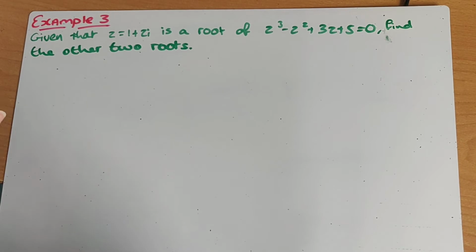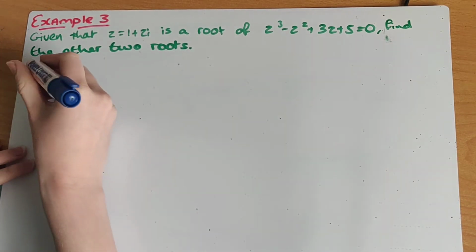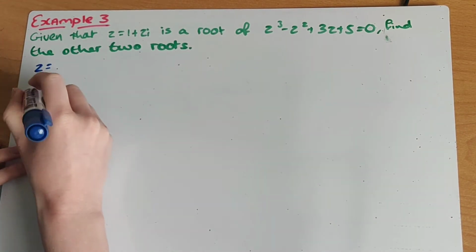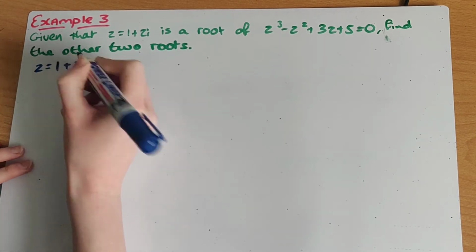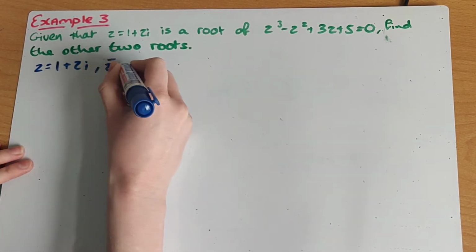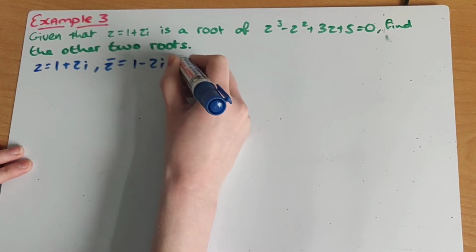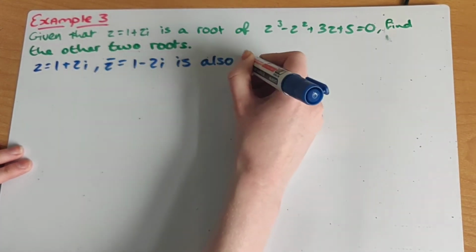So that's now example 2 on the conjugate root theorem. The next one we're going to look at is finding the third root if we have a cubic complex number. Okay? So it says, given that z = 1 + 2i is a root of z³ - z² + 3z + 5 = 0, find the other two roots. Well, using the conjugate root theorem, we know that if z = 1 + 2i, then the conjugate, which is 1 - 2i, is also a root.